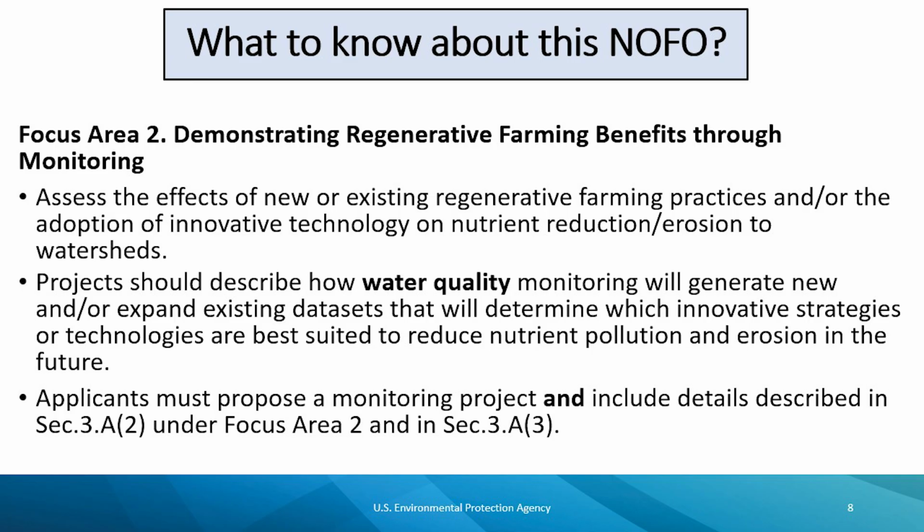Projects should improve farmer and water quality knowledge by describing how monitoring will generate new and/or expand existing data sets that will determine which innovative strategies or technologies are best suited to reduce nutrient pollution and erosion in the future. Specific details that should be included are described in Section 3A2 under Focus Area 2 and Section 3A3 of the NOFO.